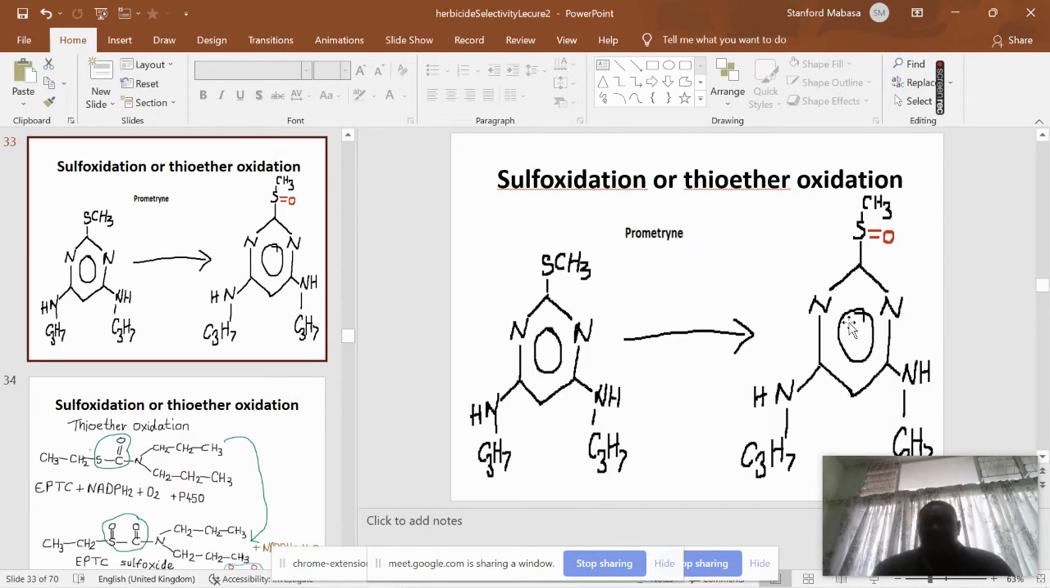And it can happen to this prometryn, which has got an S. In fact, any molecule carrying an S, we can predict that sulfoxidation or thioether oxidation is going to take place. This is simply addition of oxygen at the position S, like what has happened here.